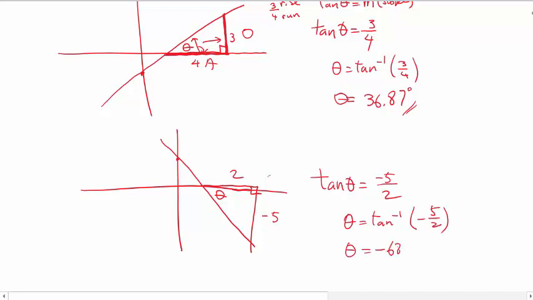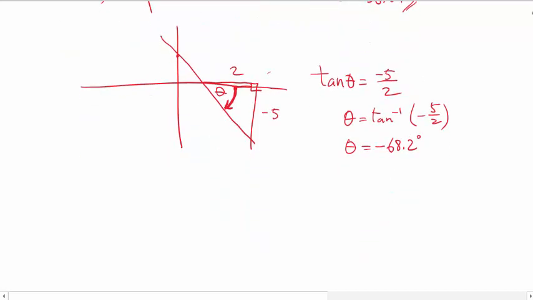and so theta is equal to negative 68.2. So notice that the angle that's given is negative, and that is because it has a negative slope, and we're looking at the angle that the x-axis and the line makes this way, clockwise. So it's going to be a negative angle.